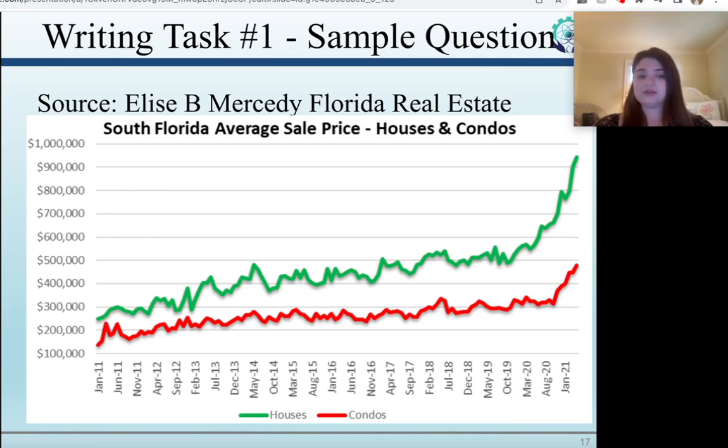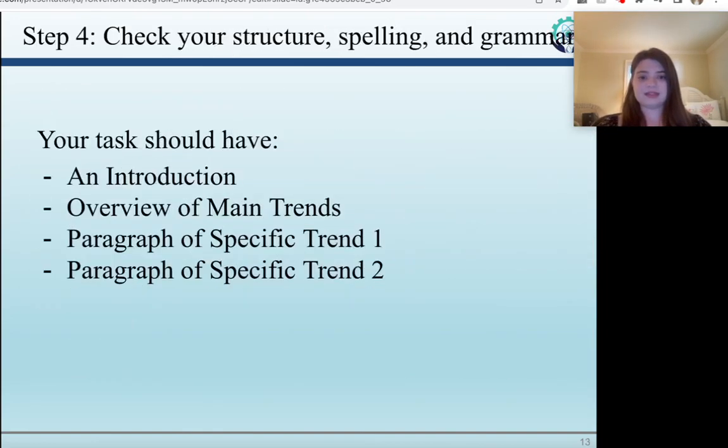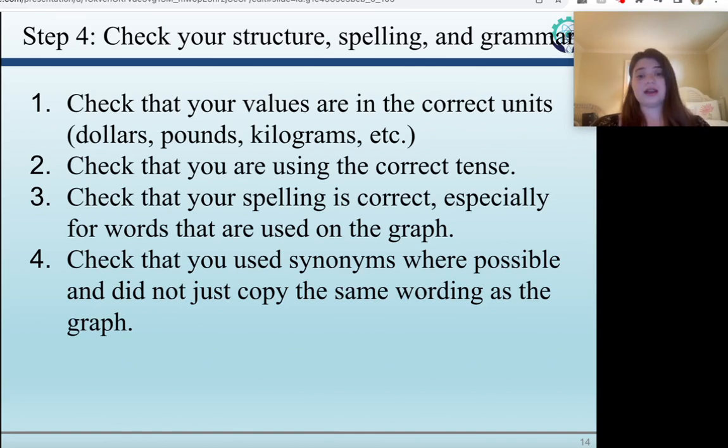Of course, to get full marks on this, it's not really about brainstorming. It is a writing task. So do make sure that you write down all of this, right? And go through all the parts that you need to go through in order to get this right. So make sure that you have an introduction, you have an overview of the main trends and the specific trends, and also that you check correct units, correct tenses, spelling and grammar, and also using synonyms where possible.